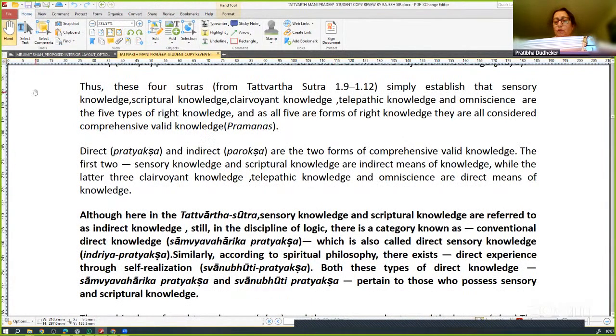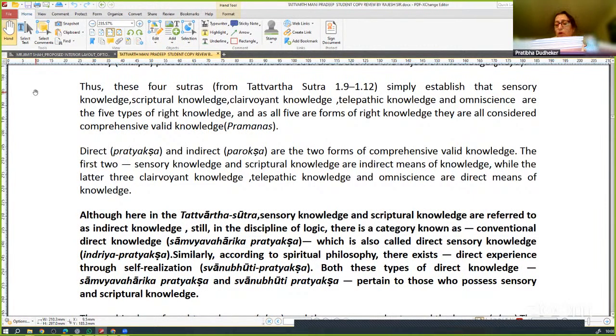Thus these four sutras from Tattvartha Sutra, 1.9 to 1.12, simply establish that sensory knowledge, scriptural knowledge, clairvoyant knowledge, telepathic knowledge, and omniscience are the five types of right knowledge, and as all five are forms of right knowledge, they are all considered comprehensive, valid knowledge, Praman. Direct, pratyaksha, and indirect, paroksha, are the two forms of comprehensive valid knowledge. The first two, sensory knowledge and scriptural knowledge, are indirect means of knowledge, while the latter three, clairvoyance, telepathic knowledge, and omniscience, are direct means of knowledge.